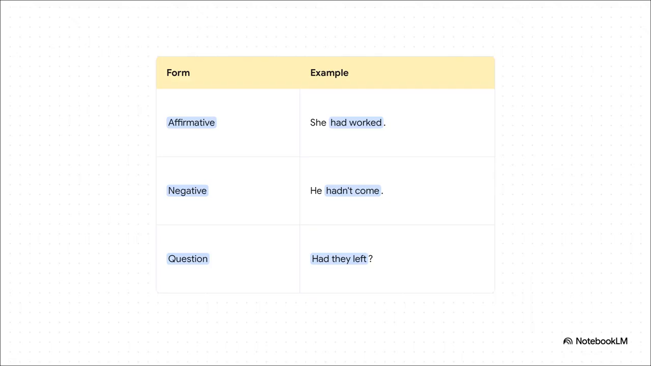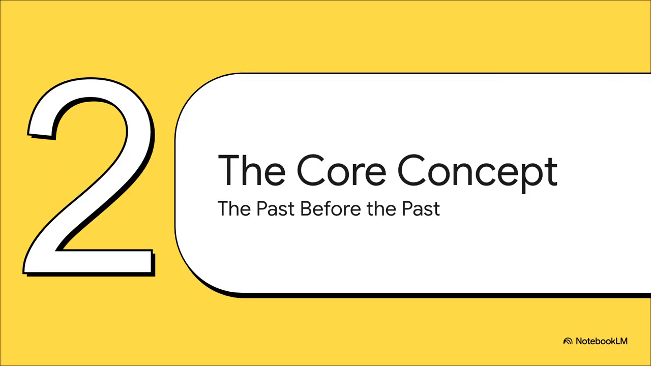Okay, let's see this in action. For a regular positive statement, it's just, "she had worked." Easy. To make it negative, you just squeeze in "not." "He hadn't come." And if you want to ask a question, just flip them. "Had they left?" See? The basic structure stays exactly the same. It's super consistent.